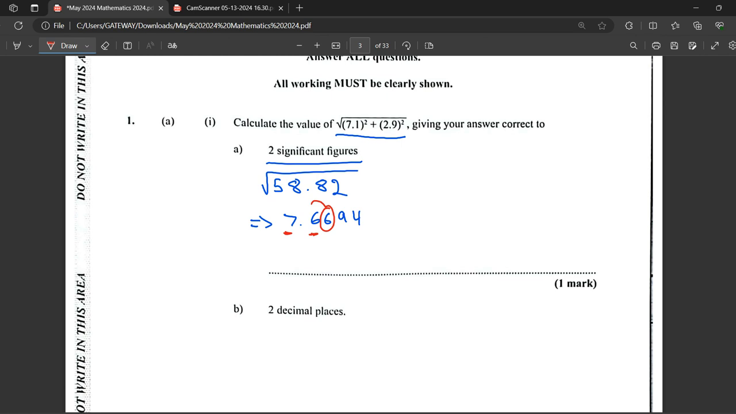It's supposed to be greater than or equal to 5 for you to round off the previous number, which is 6. In this case, it's greater than 5. So we round off that 6 after the decimal point, and therefore our final answer would be 7.7. And this is the two significant figures, right? So that's the answer there for part 1.